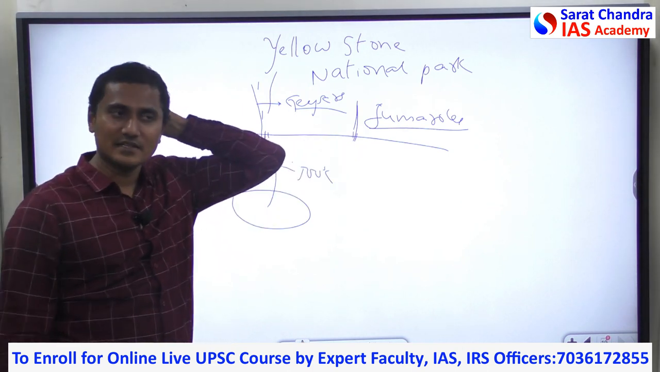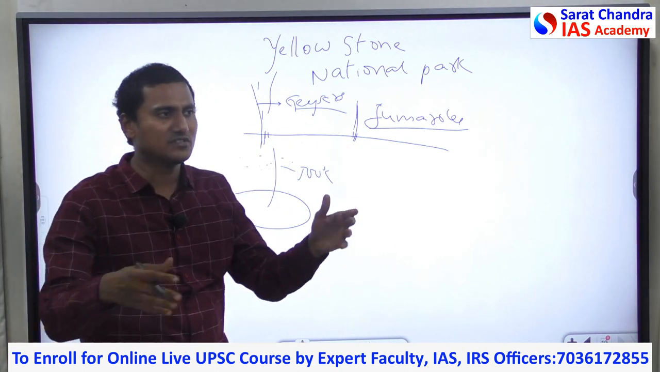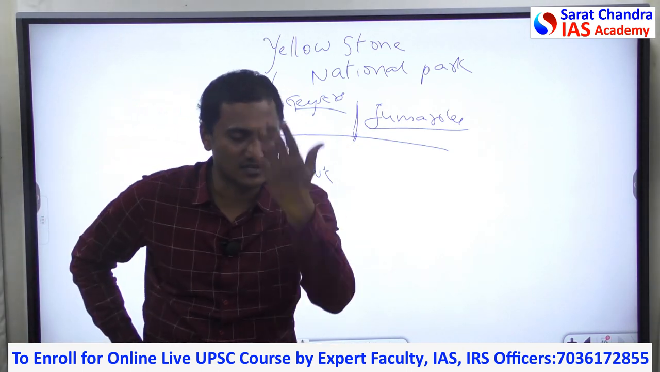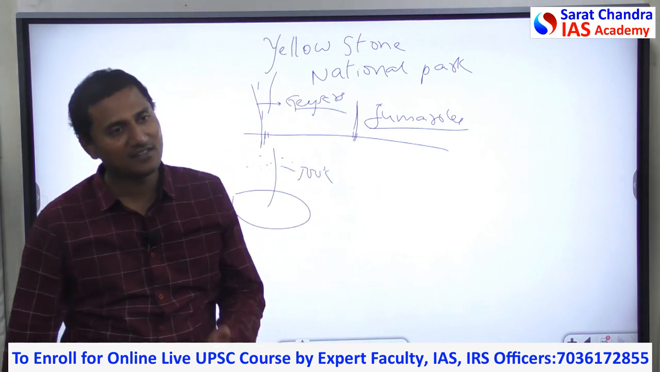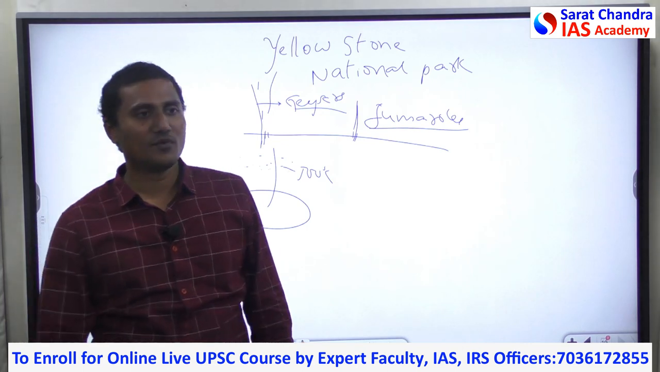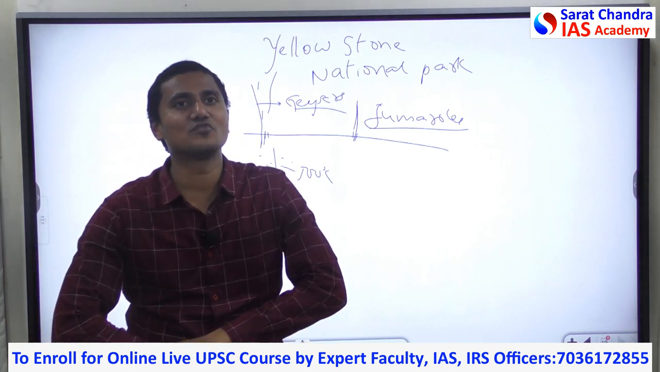In that movie at Yellowstone National Park, many visitors are standing, enjoying the geyser. Suddenly from the geyser, lava is coming out, and then they start running, but they cannot run far because lava is faster than anybody. So lava flows very fast.